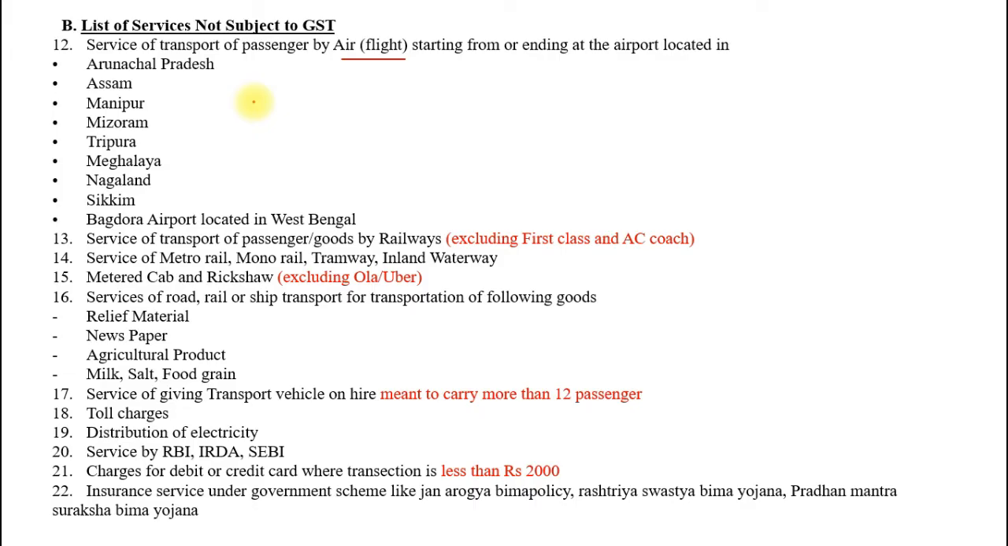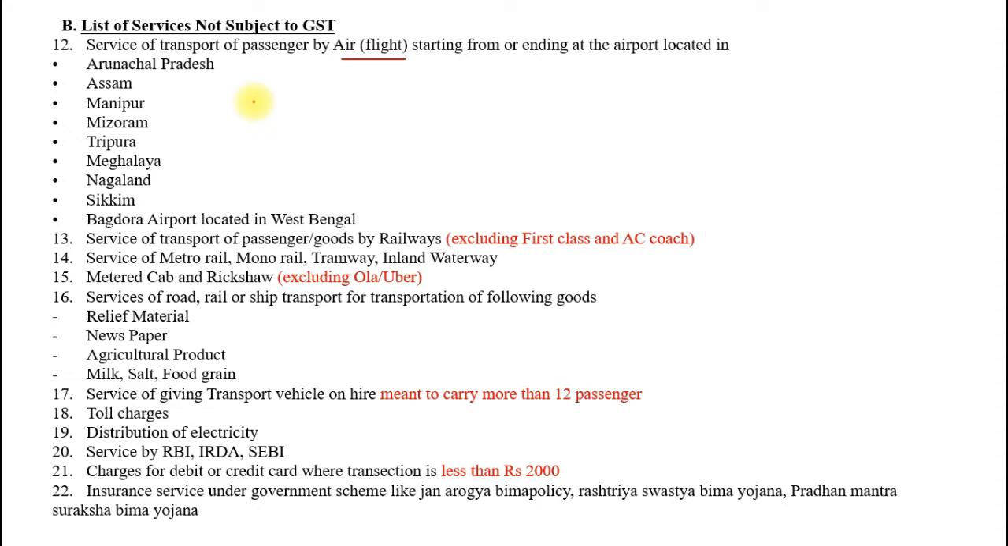Service of giving transport vehicle on hire meant to carry more than 12 passengers. So if it is more than 12 passengers and you are giving transportation service, it doesn't come under the purview of GST. Next, toll charges. Because toll itself is a tax, so you cannot have another tax over another tax.